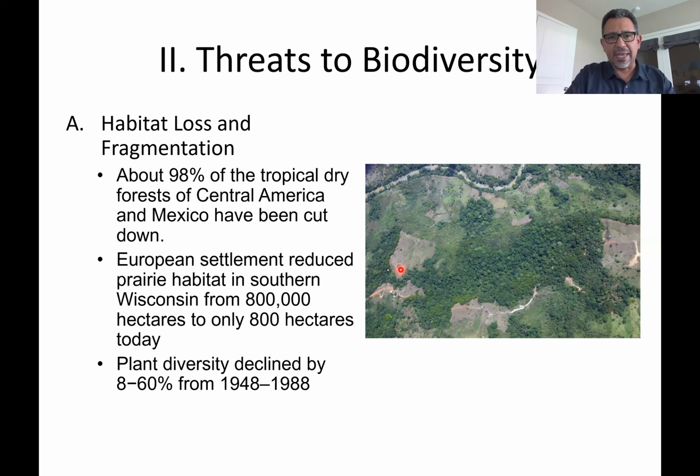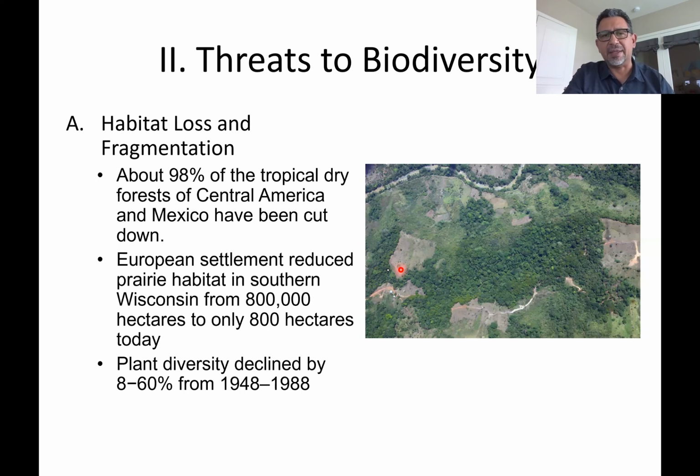Just to give you an idea, there is a piece of information presented in the textbook that explains that in Wisconsin, the prairie habitat was estimated to be about 800,000 hectares. And today there's only about 800 hectares. So you can see that there's less than 1,000th of the amount of prairie habitat remaining.